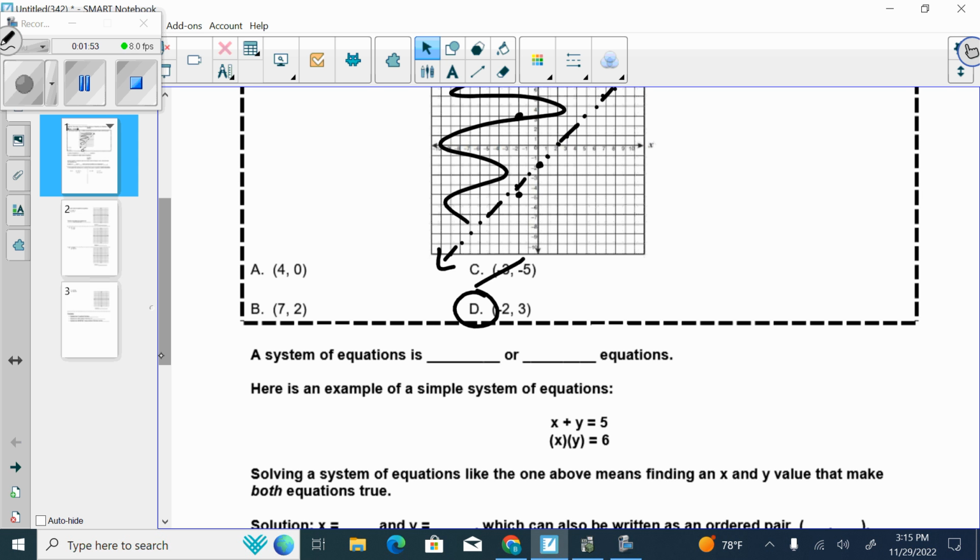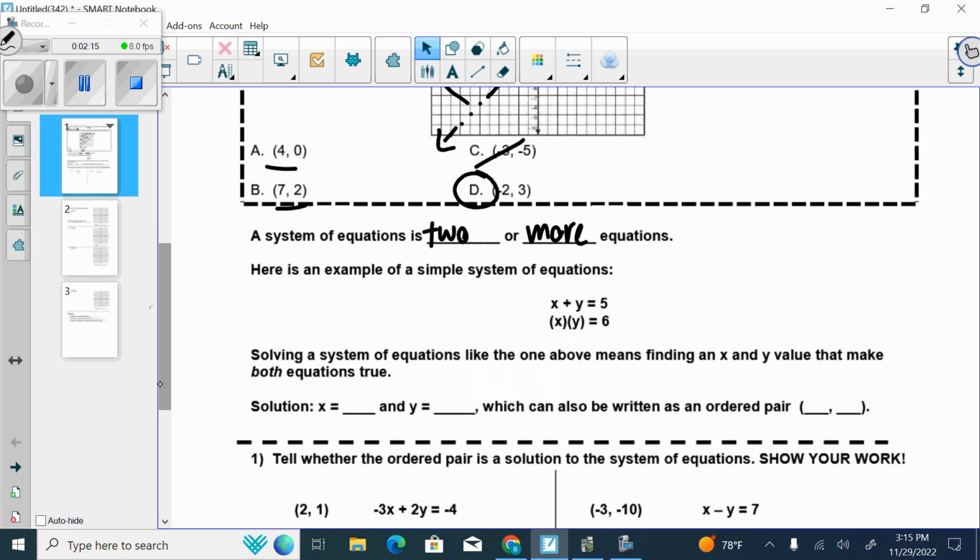So, it says here, a system of equations is two or more equations that you're trying to find some solution to. So remember, a solution is going to be some ordered pair, like what we had up here, some coordinate point x and y. So it says here is an example of a simple system of equations. We've got x plus y equals 5, and x times y equals 6. It says solving a system of equations like the one above means you have to find an x and a y value that's going to make both of these true.